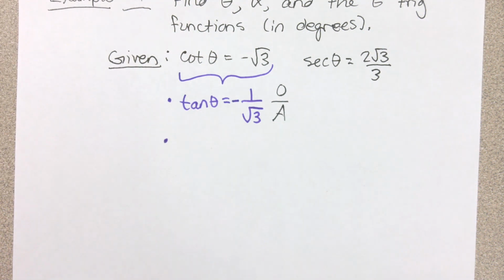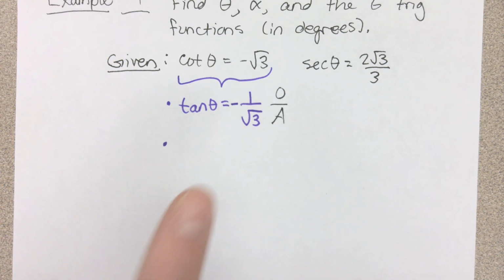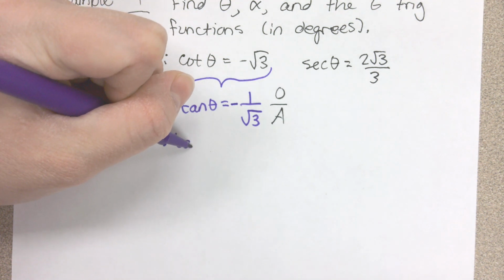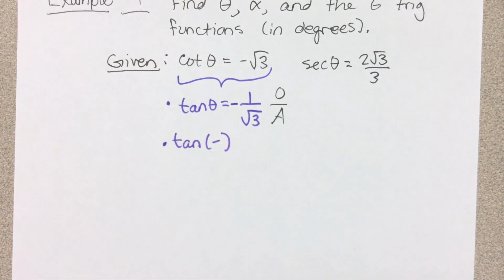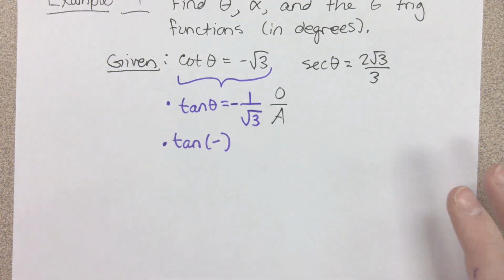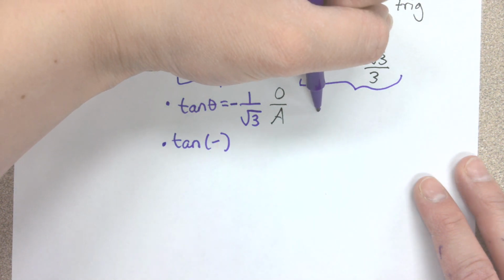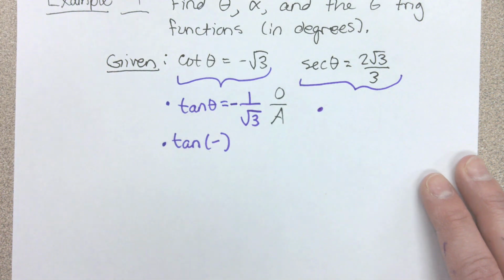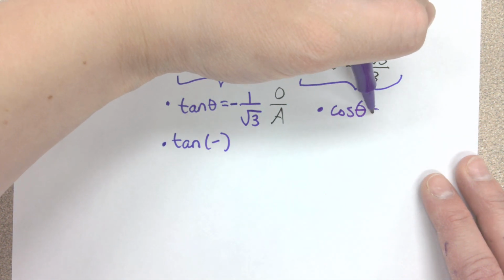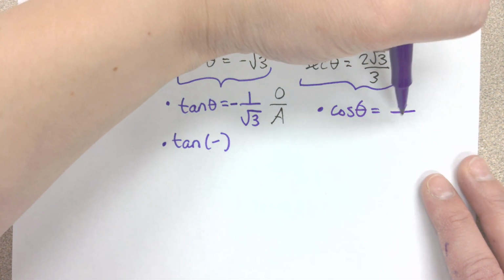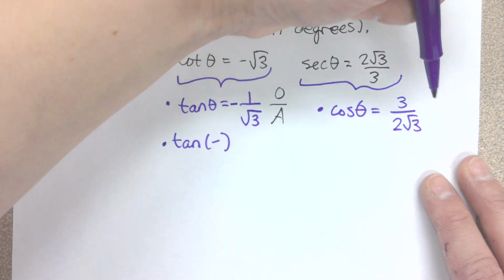And this is one of the only times you will not want to rationalize the denominator, because these are the raw numbers of the sides. If you rationalize the denominator, you're going to give yourself numbers that don't fit one of the two triangle types, so leave it. We also know that tangent is negative. That's the other important piece of information. Secant, we're going to do the same thing here. Let's rewrite it. Secant is reciprocal of cosine. So this is cosine of theta equals 3 over 2 rad 3.